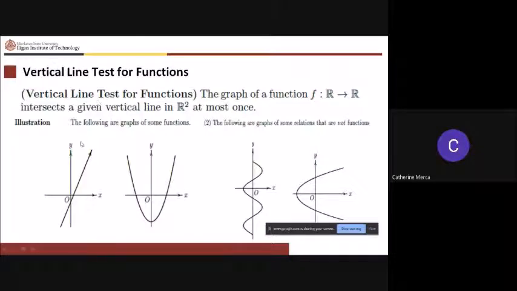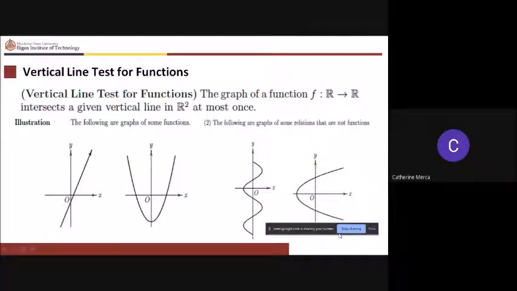If you draw a vertical line and it passes only at one point, then it is a function. It says so, at most once. Is that clear? Yes, ma'am. So, when you draw a vertical line and it touches only at one point, that is why this one is a function. But this one is not a function because when you draw a vertical line, notice that it passes through many points. Similarly, this one passes through 2 points.